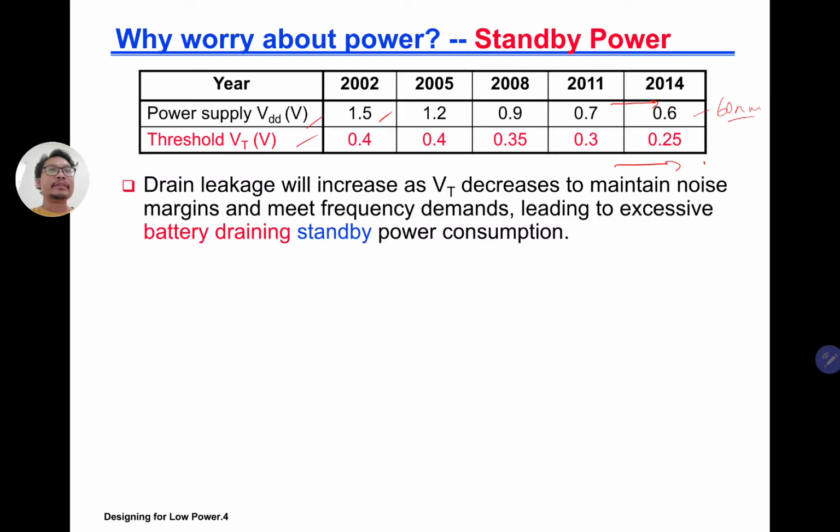Drain leakage will increase as threshold voltage decreases to maintain noise margins and meet frequency demands, leading to excessive battery draining and standby power consumption. So the issue with reducing the threshold voltage is mainly drain leakage. Because your threshold is too small, which makes the device fast, but also susceptible to leakage current.